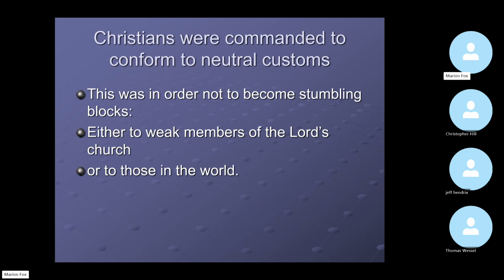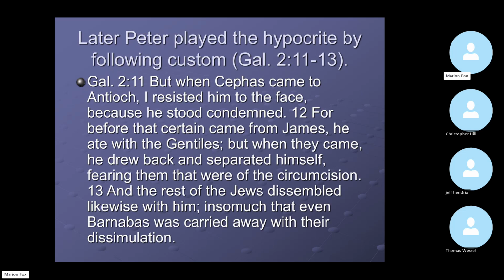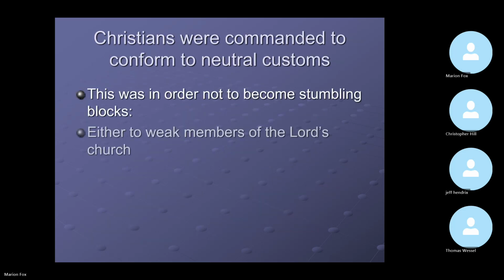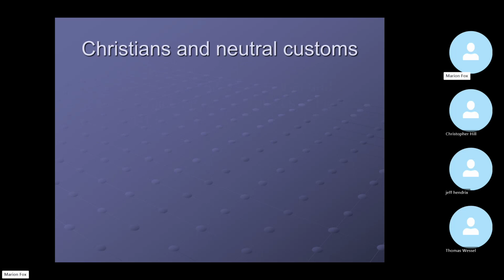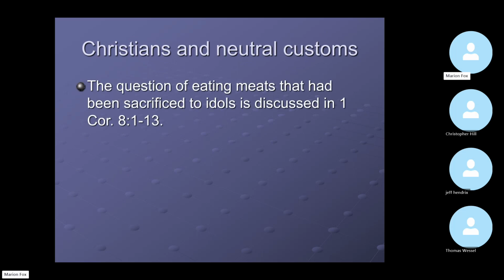In this case here, Peter was a stumbling block to one who would be thought to be strong, and that would be Barnabas. But even Barnabas was carried away with it. That's why he said it, even Barnabas. And it's almost like he's amazed to say it when he says right here, even Barnabas. So we see we can lead a strong person even into error.